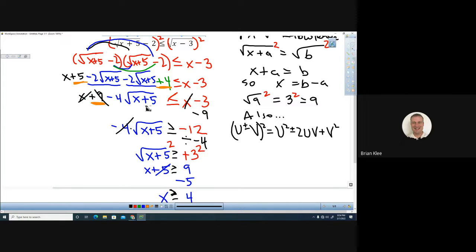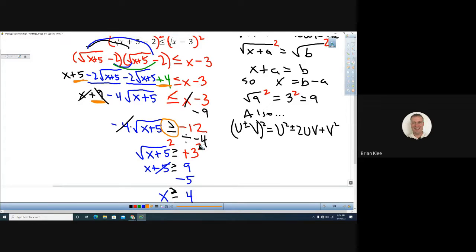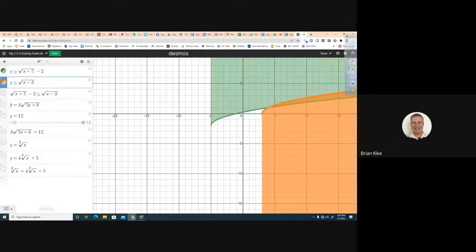Subtracted x from both sides, that cancels out. Subtracted 9 from both sides, that's how we got into the negative 12. Divided by negative 4, and right there, that's the key part. I divide by a negative, the sign flips. If I didn't divide by a negative, what I initially showed you is completely correct. And now double checking all of this on Desmos.